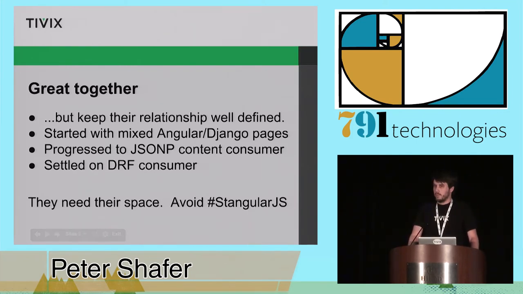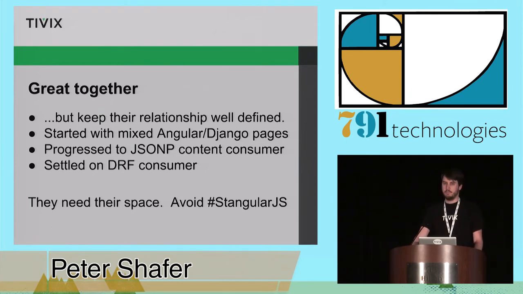AngularJS and Django work really, really well together. Really like it. But you really also need to keep their roles well-defined and separated. We had started with a sort of mixed configuration where we had Django templates and pages actually driving the AngularJS implementation, and that was kind of messy and difficult to organize and have working productively. We then progressed to a website where it primarily just consumed JSONP content from a TastyPie API.